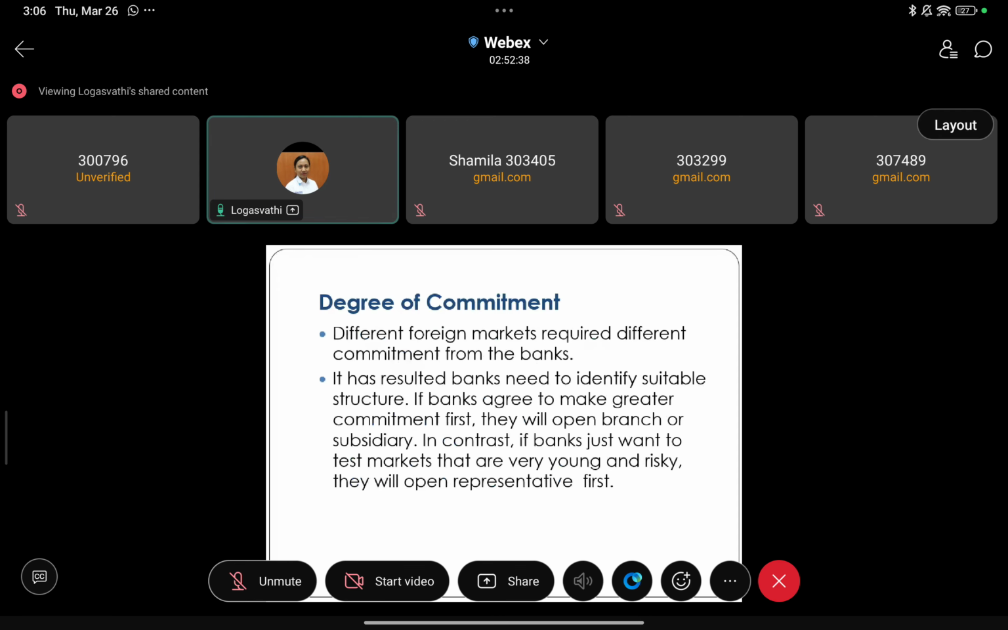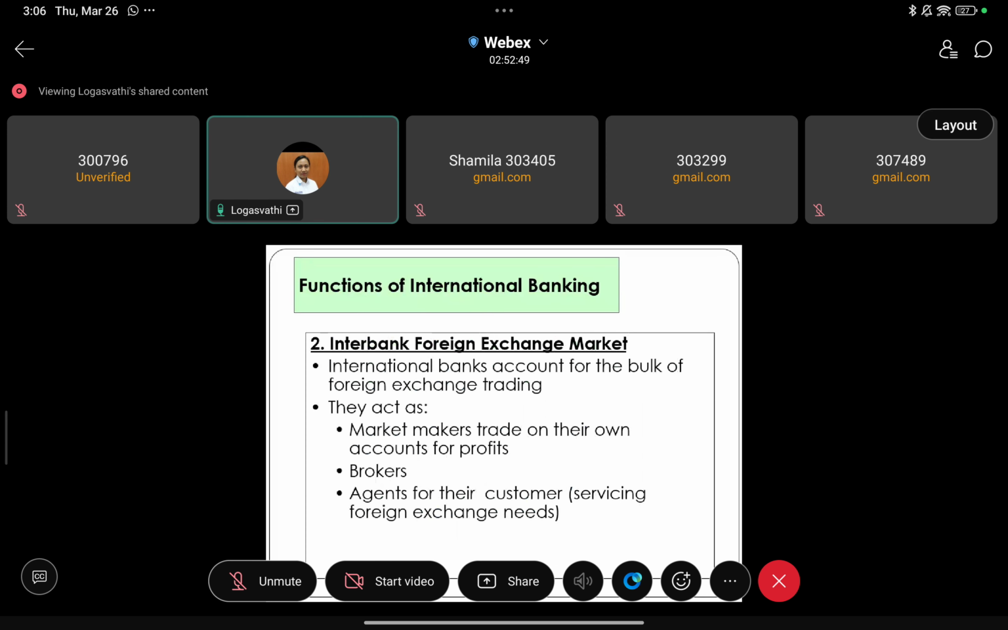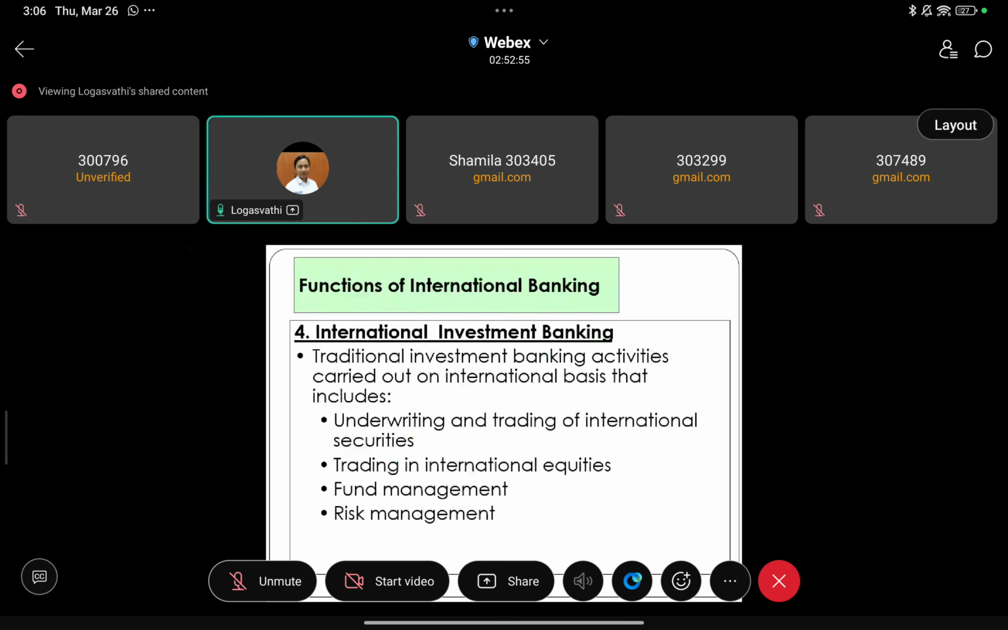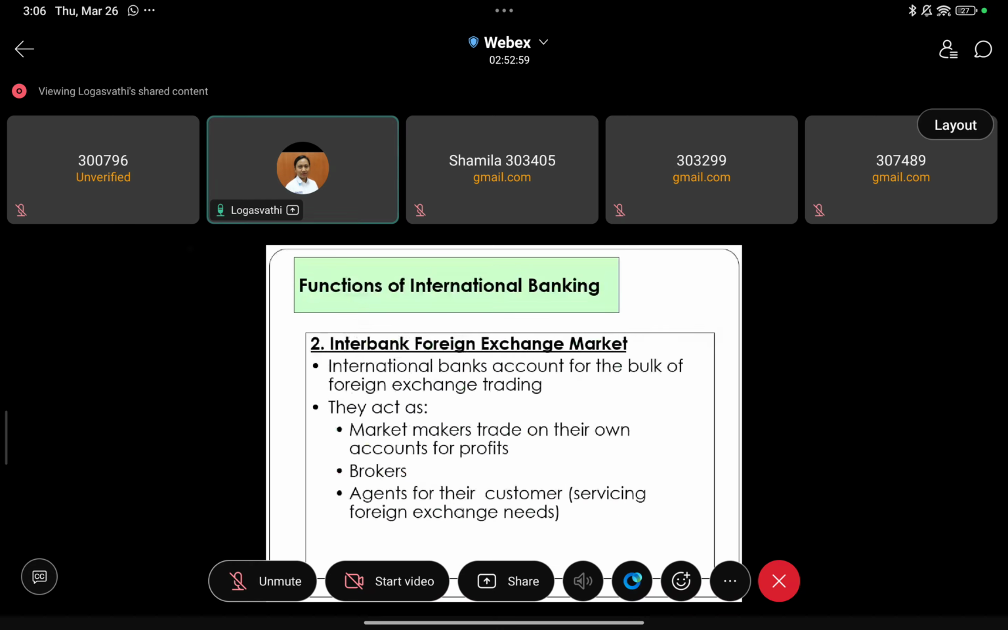Okay, next we have the functions of international banks. Under the functions of international banks, we have five functions: international trade financing, the interbank forex market, participation in the euro currency market, international investment banking, and syndicated lending.